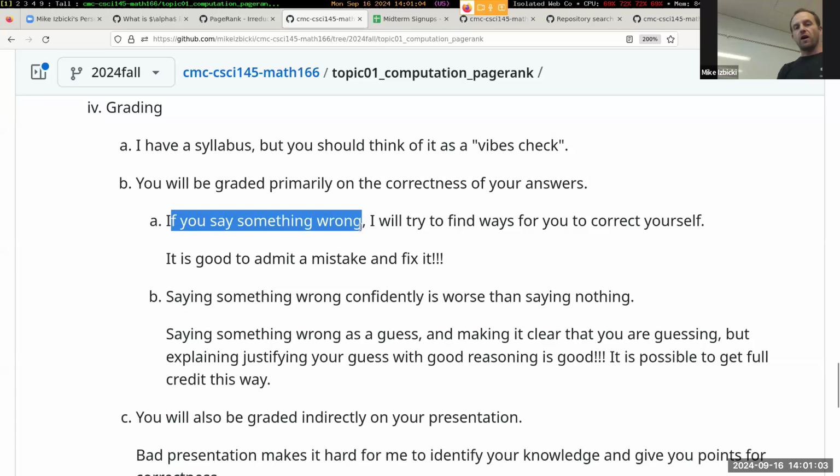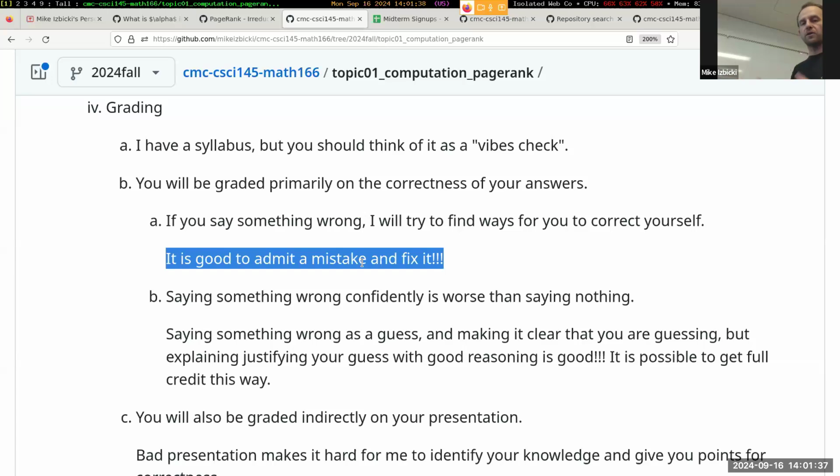If you do say something wrong, though, that's not the end of the world. I will try to find ways to help you figure out that you said something wrong and correct yourself. As an example, last time in class, I said something wrong about the runtime of the pagerank method, giving us a quadratic runtime. If you were to write something like that on the board, I would ask you why a quadratic runtime is good or not good for the pagerank method. And hopefully that would click in your brain that, oh, n is too big for quadratic, and so we can't do that. And that would let you fix your answer.